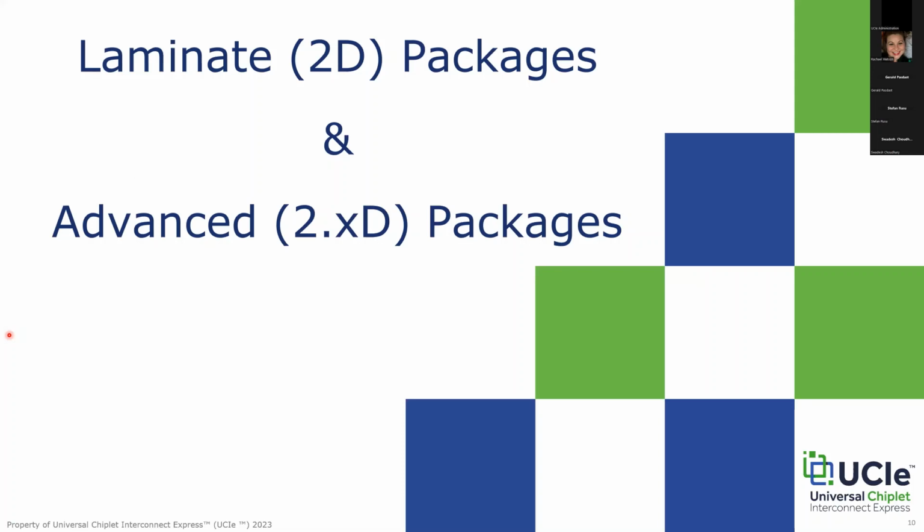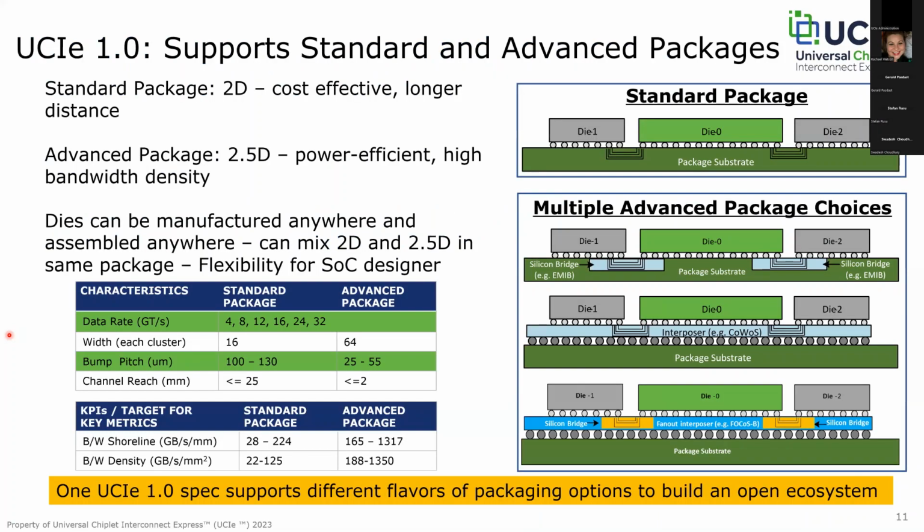Next up, let's talk about laminate and advanced package support for UCIe. UCIe supports laminate packages, otherwise referred to as standard packages, or 2D configurations. These, generally speaking, are more cost-effective, and you have more flexibility on the package to place your die. In other words, you can go longer distances, you can have 90-degree connections, you can do a lot more things there. There's a cartoon to the right of a standard package cross-section. Fairly straightforward: you're just using front side strip line layers of the package to interconnect your die.